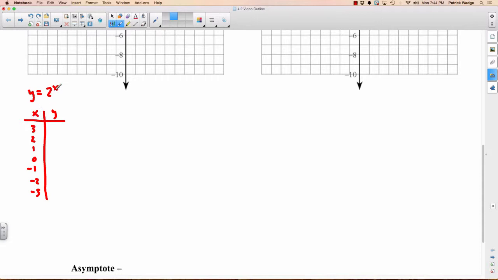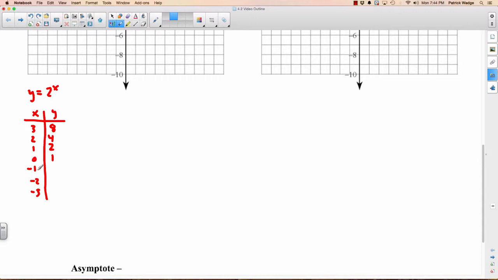So you end up with 2 cubed, right? You put a 3 right there. 2 cubed. What's that equal? 8. 2 times 2 times 2 is 8. 2 squared, that's 4. 2 to the first power, that's 2. Now be careful here. 2 to the 0 power. We did this the last couple days. 2 to the 0 power is 1. Anything to the 0 power is 1.